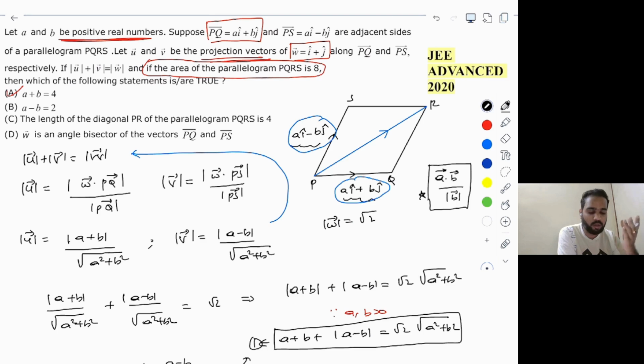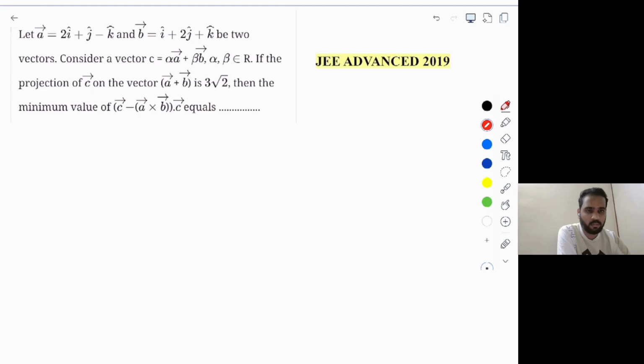You have PQ bar, you have PS bar. Find out PQ cap plus or minus PS cap, and then check whether it is a scalar multiple of the vector W bar or not. That is one way of doing it. And we have the other way also for this question. Let's see the second question.